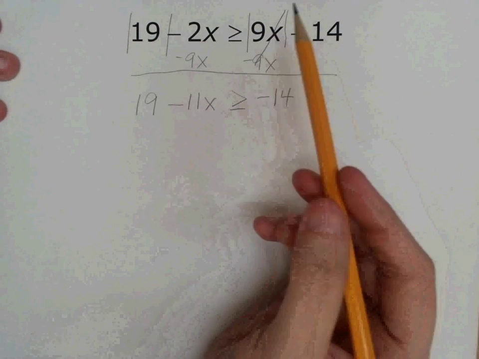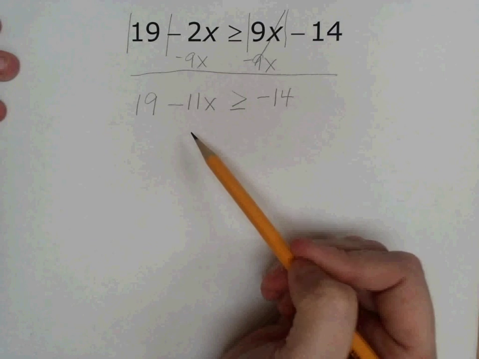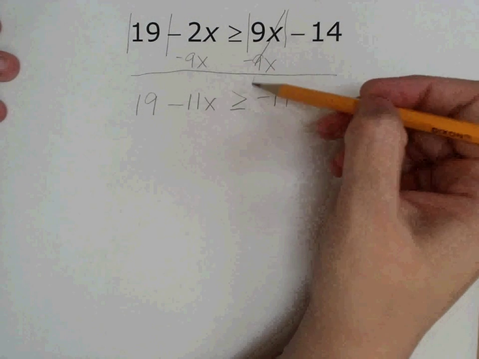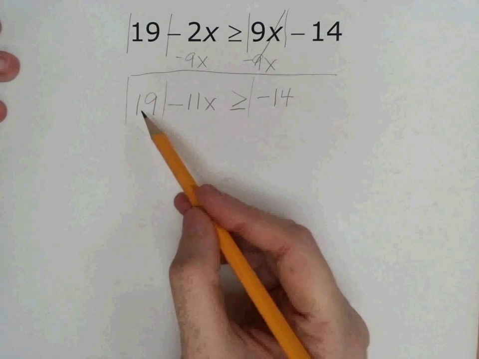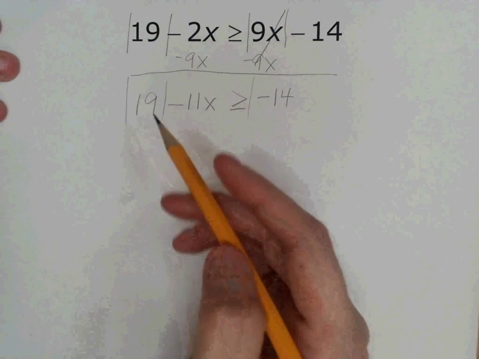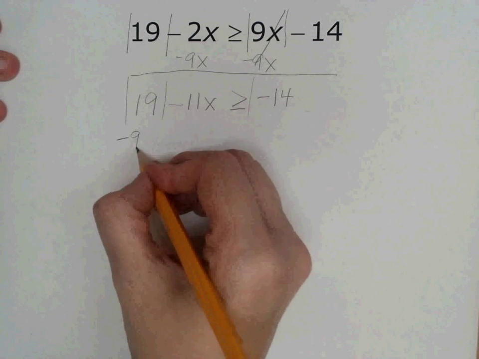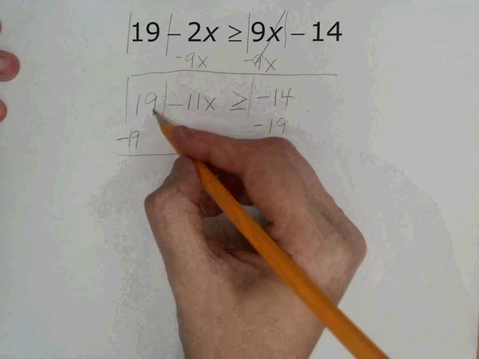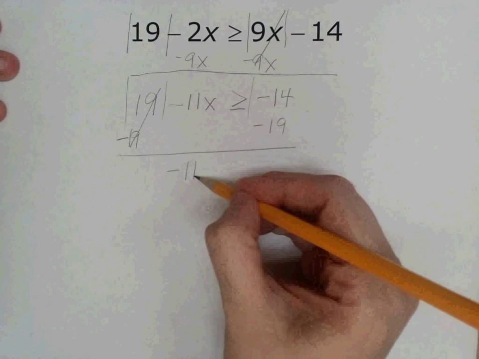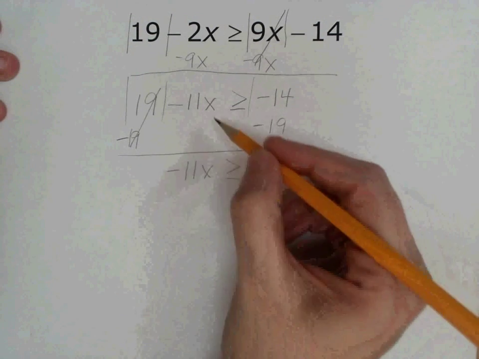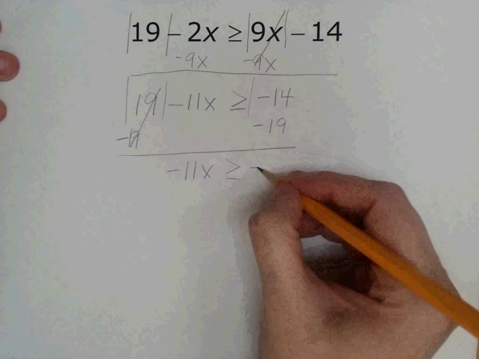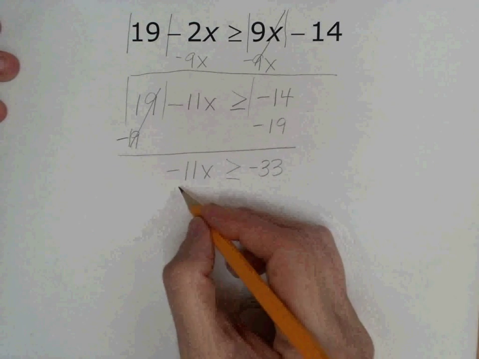So now that I have all of my x's on the left side, I want to get all my numbers on the right side. So again, when I separate out my terms, I have this positive 19 sitting here. Well, to get rid of positive 19, I subtract 19. Okay, and that gives me negative 11x, because that didn't do anything, I brought it straight down, greater than or equal to, and this is negative 33.